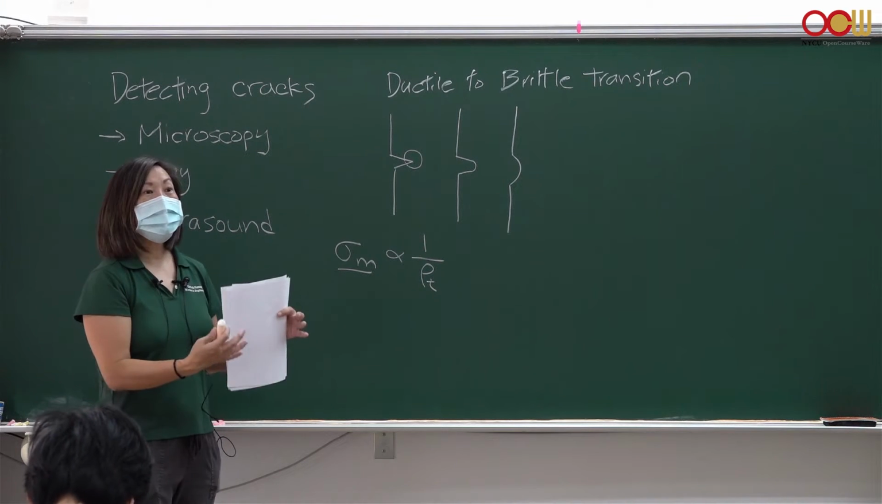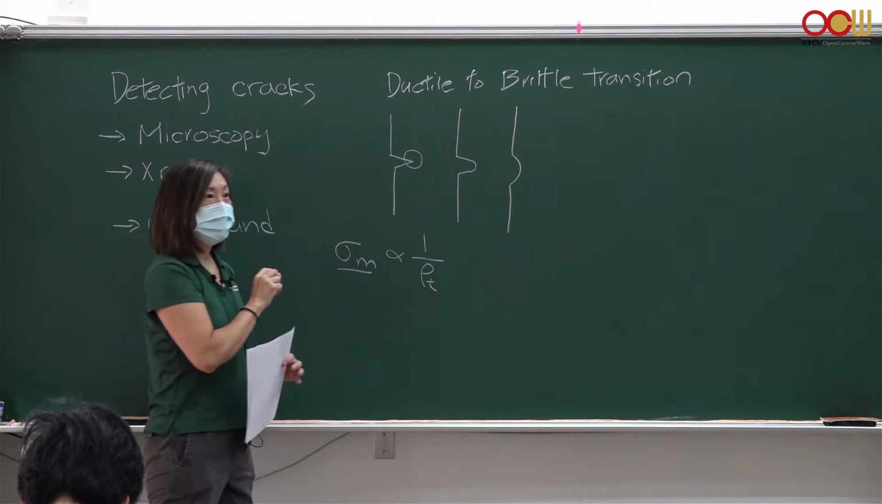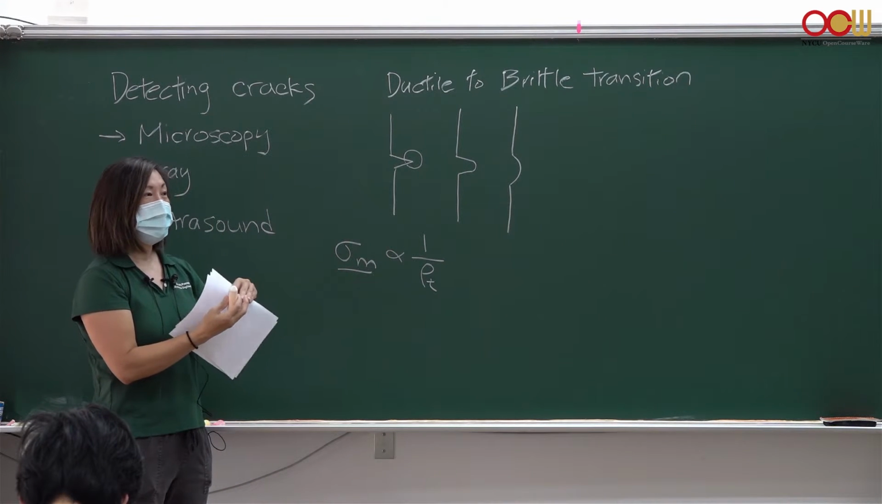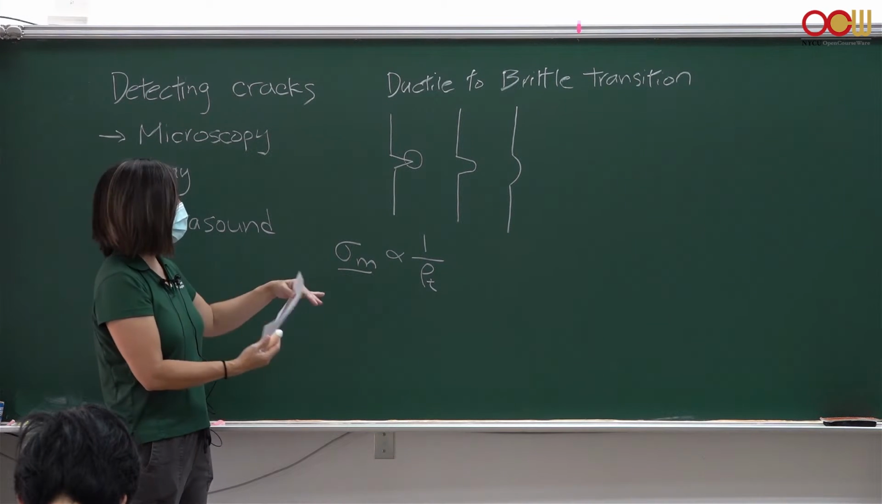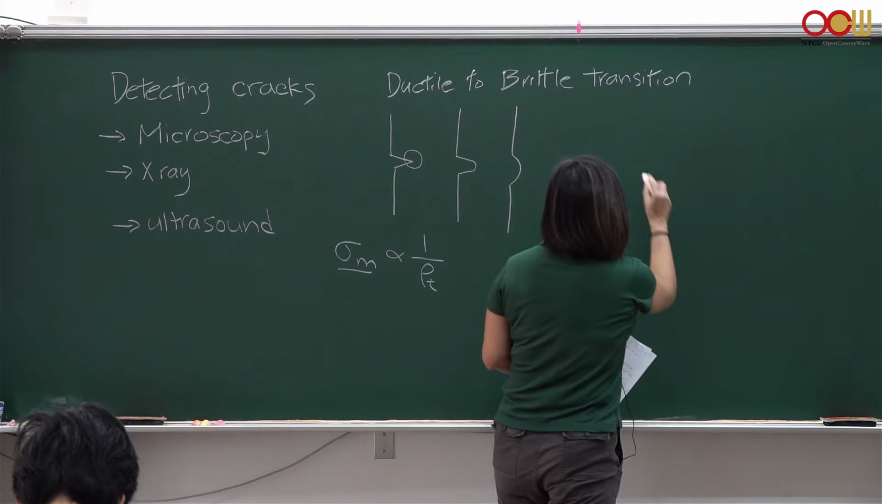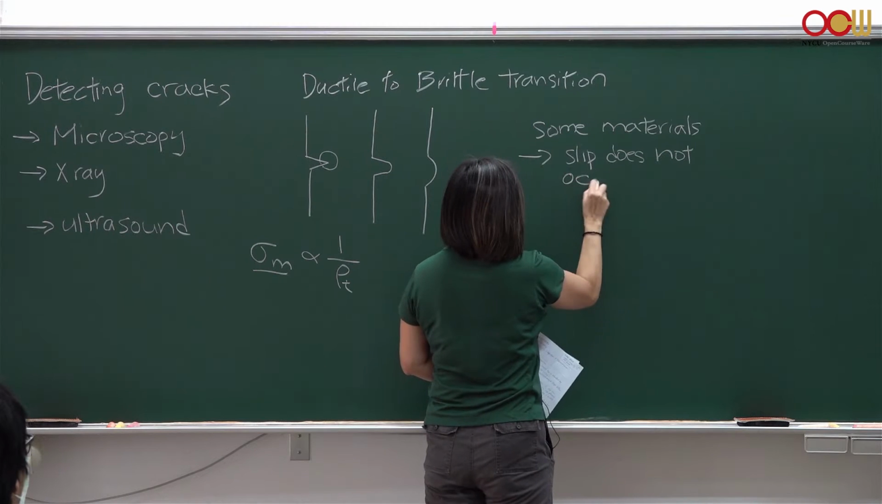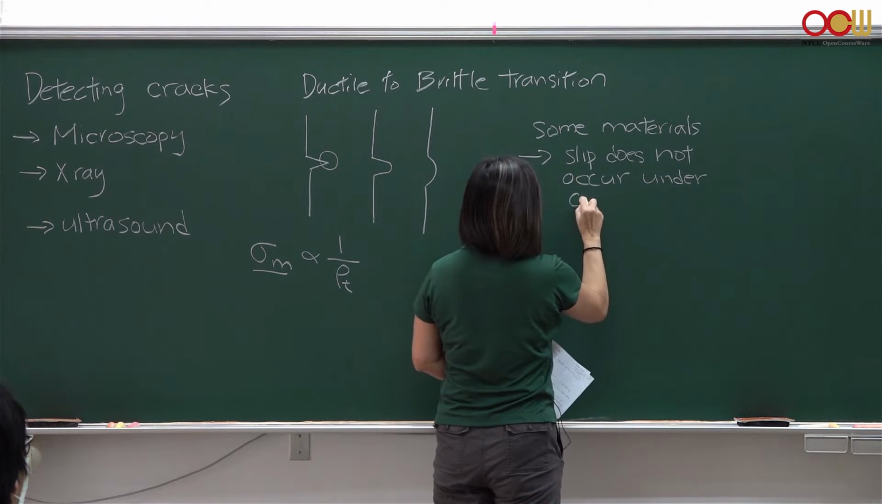Okay? Brittle materials do not have that ability, and so it will crack all the way through, because that crack tip stays sharp, the radius of curvature stays small, and the magnified stress stays large. Okay. So for some materials, slip does not occur under certain temperatures.